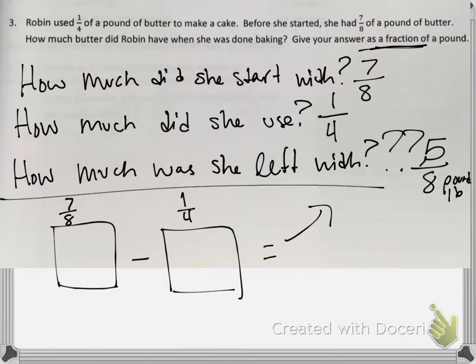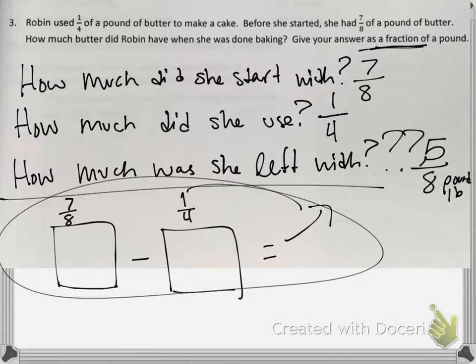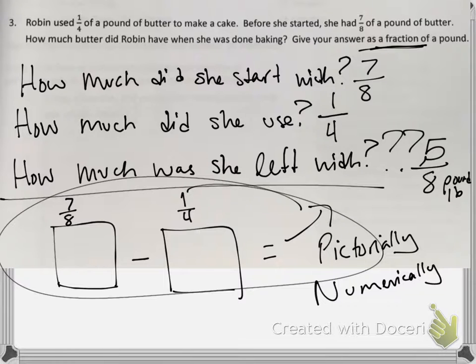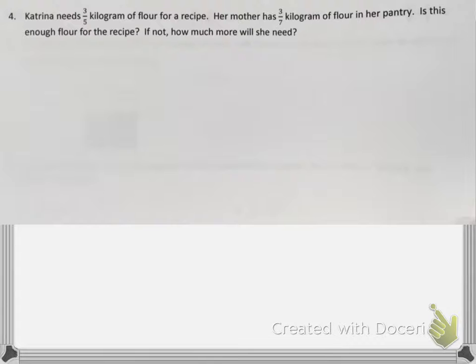Right, so she was left with 5/8 pound. See if you can use that rectangular fraction model. Remember, you're going to do it pictorially and numerically. So I need pictures, numbers, the subtraction sentence. And then the last question.